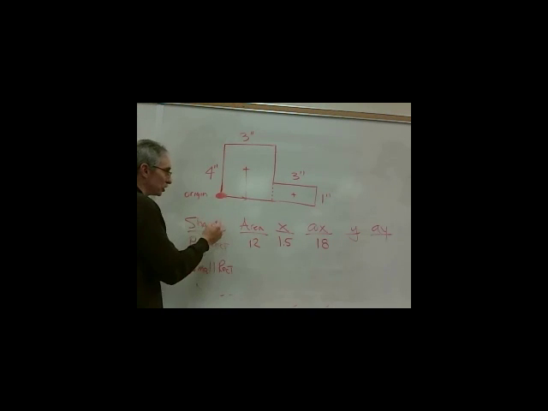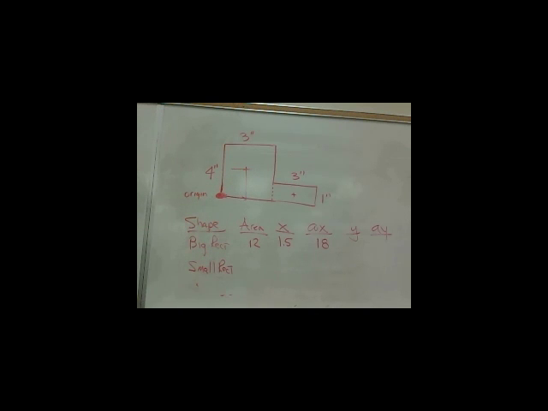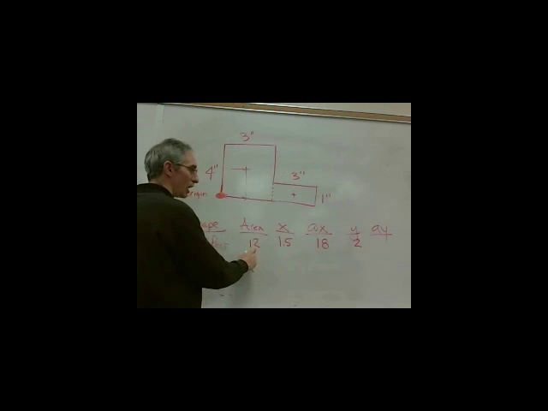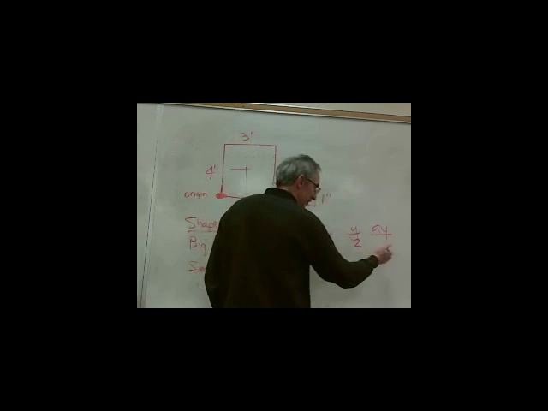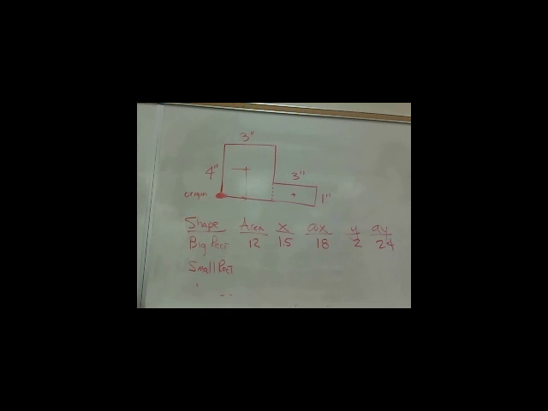From my origin, how far do I have to go in the y direction to get to the centroid of the big rectangle? 2. 12 square inches times 2 inches gives me 24. Okay? Did you understand that? That's all you got to do with centroid.